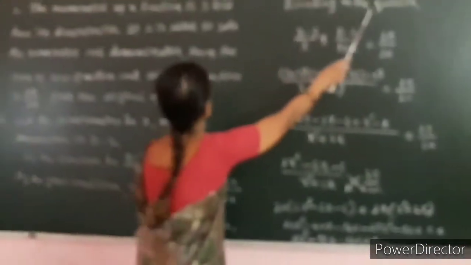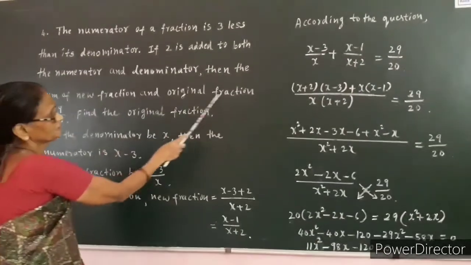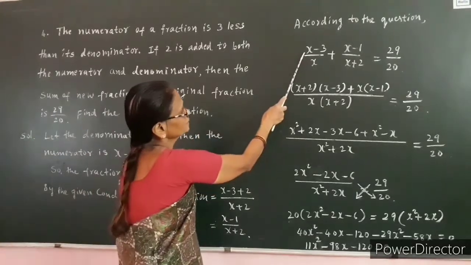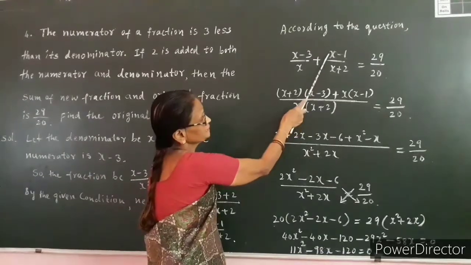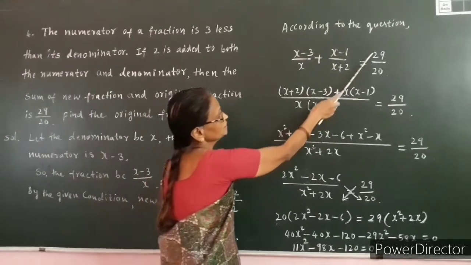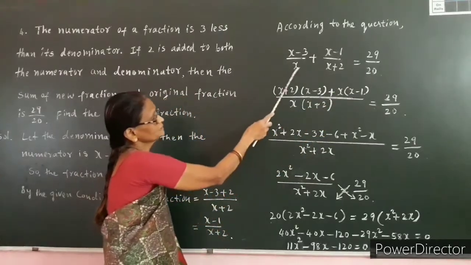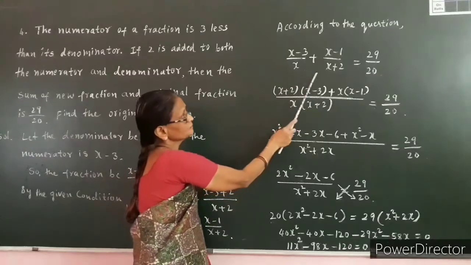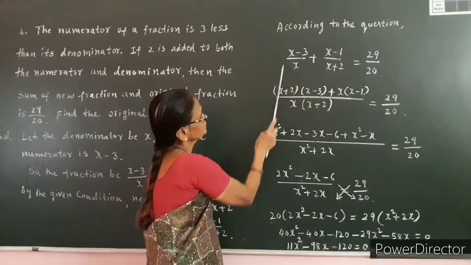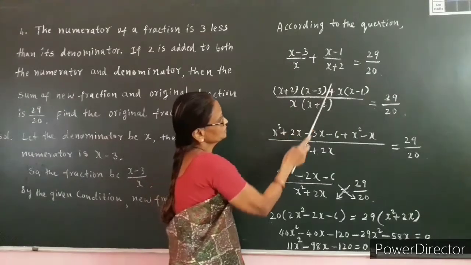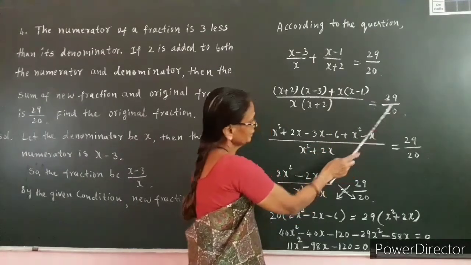Now according to the question, the sum of the new fraction and the original fraction. The original fraction is (x minus 3) by x plus the new fraction (x minus 1) by (x plus 2) is 29 by 20. That is the condition given, so simplify this. Take the LCM. LCM is x into (x plus 2). Now the x cancels, (x plus 2) remains: (x plus 2) into (x minus 3) plus x into (x minus 1), over x into (x plus 2), equal to 29 by 20.